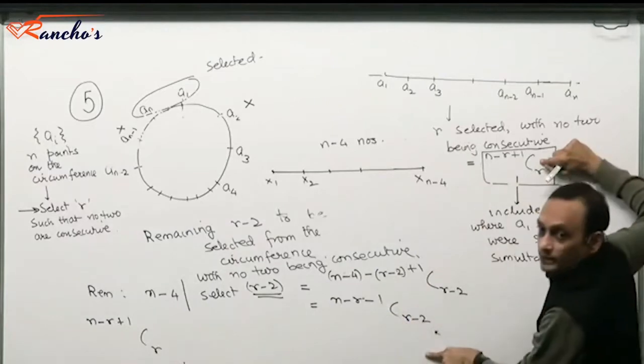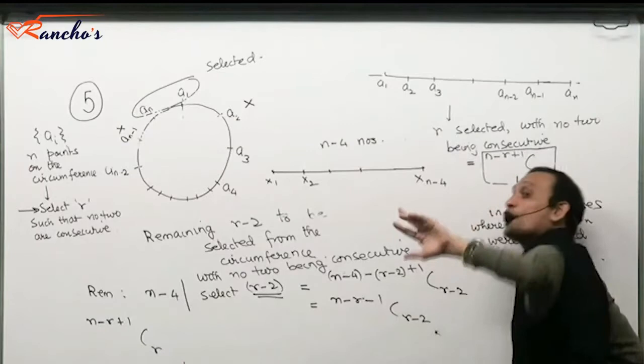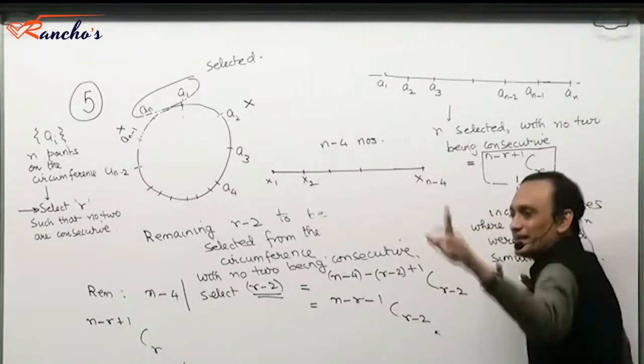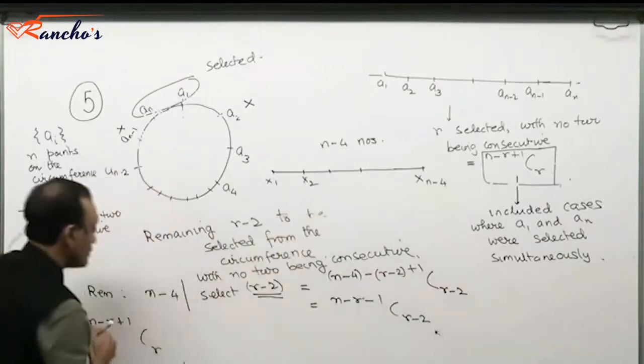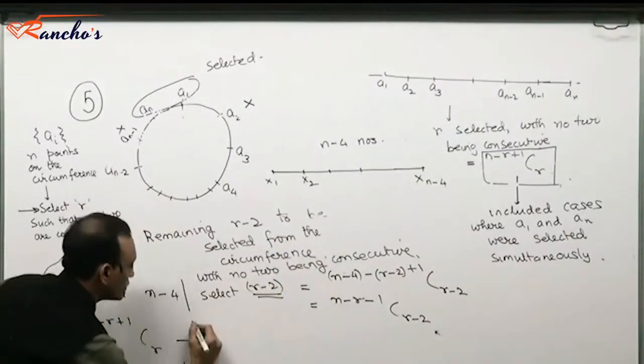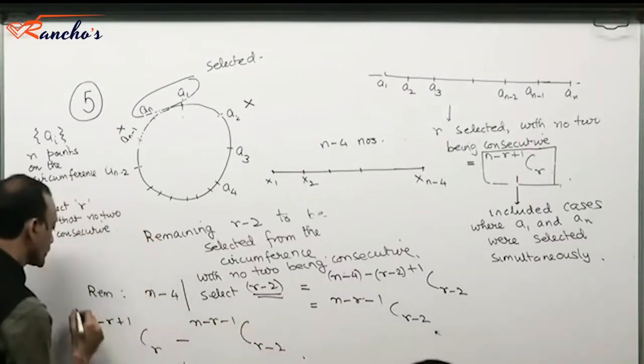This is the case. So from this, I will have to remove these cases because these are cases in which A1 and AN are simultaneously selected. So this then would be my count, n minus R plus 1 C R, from which I will have to remove this count, which is n minus R minus 1 C R minus 2.